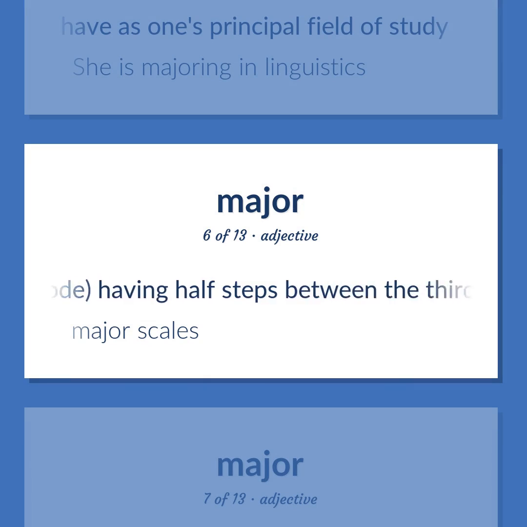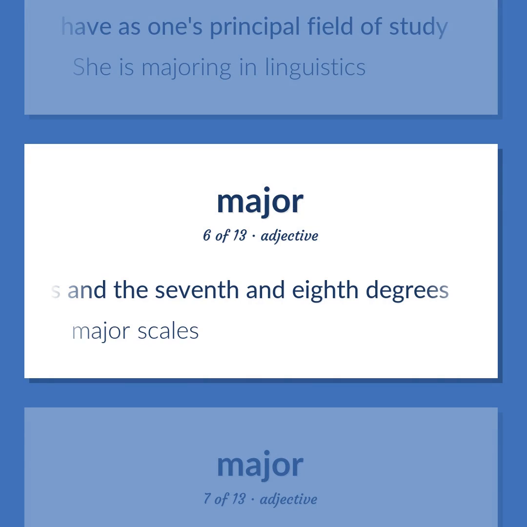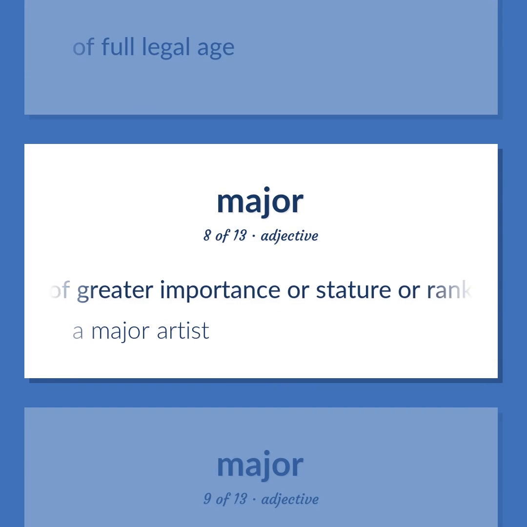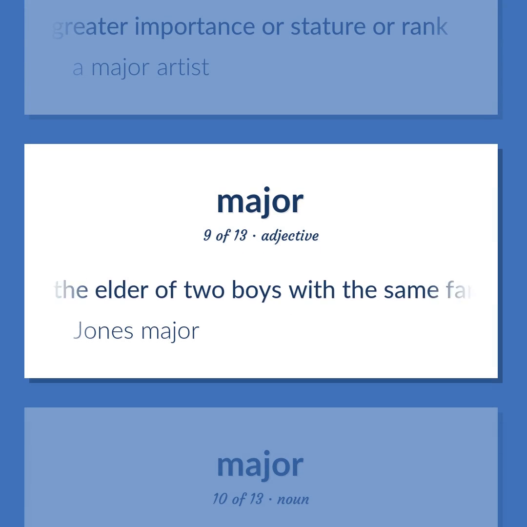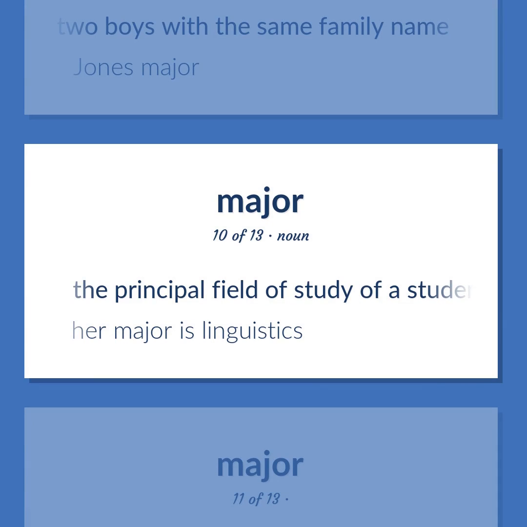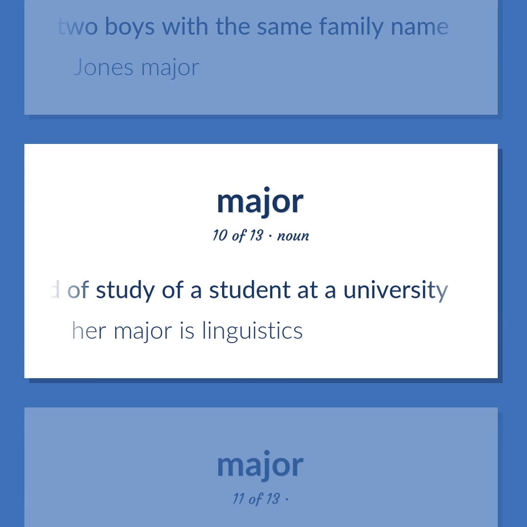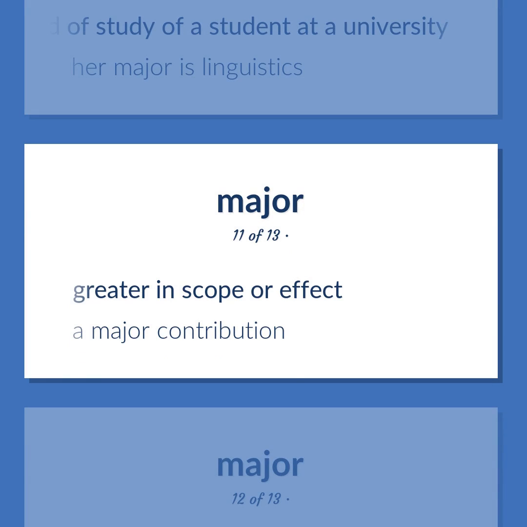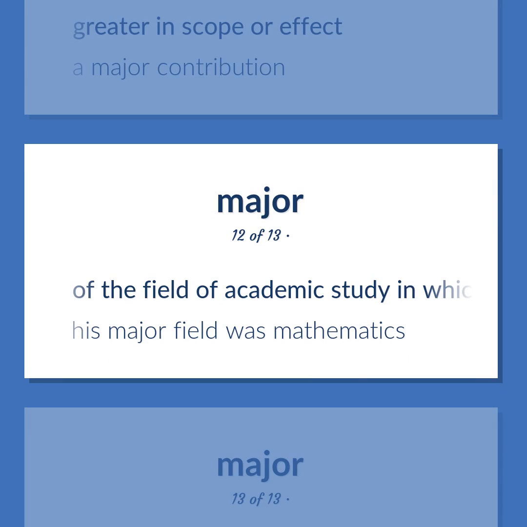Of a scale or mode, having half steps between the third and fourth degrees and the seventh and eighth degrees. Major scales. Of full legal age. Of greater importance or stature or rank. A major artist. Of the elder of two boys with the same family name. Jones Major. The principal field of study of a student at a university. Her major is linguistics. Greater in scope or effect. A major contribution. Of the field of academic study in which one concentrates or specializes. His major field was mathematics.